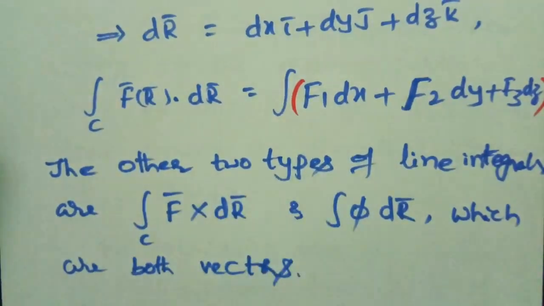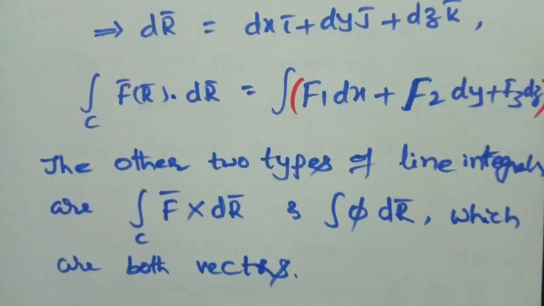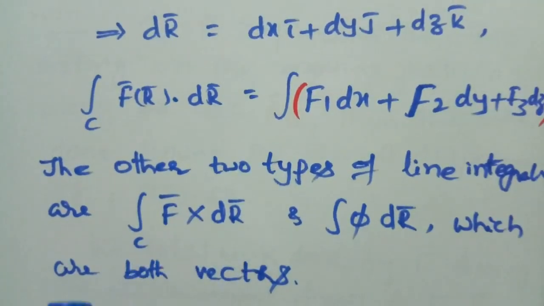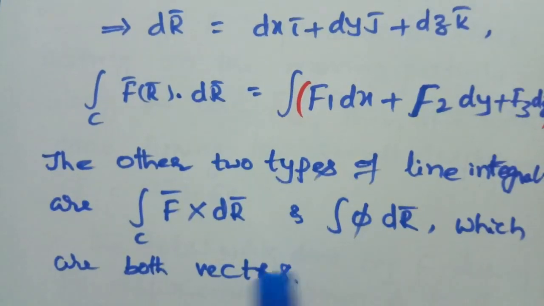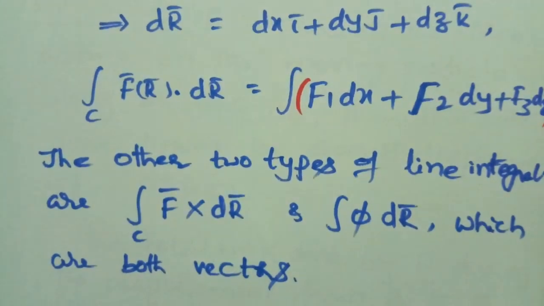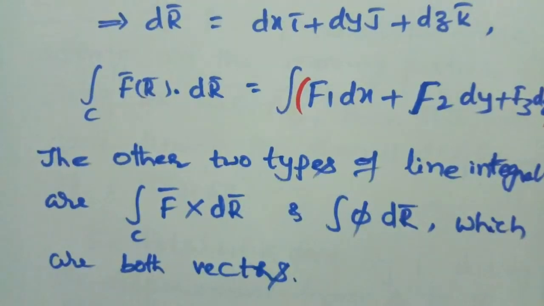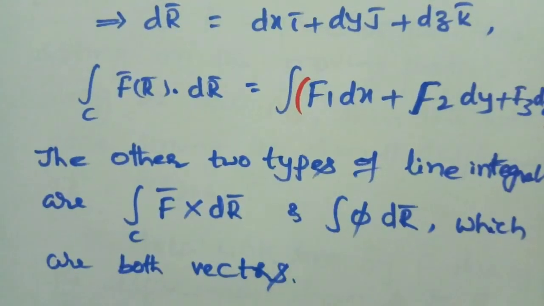The other two types of line integrals are the cross product, integral over c of f bar cross dr bar, and the integral over c of scalar phi dr bar, which are both vectors. These are the other two types of line integrals.